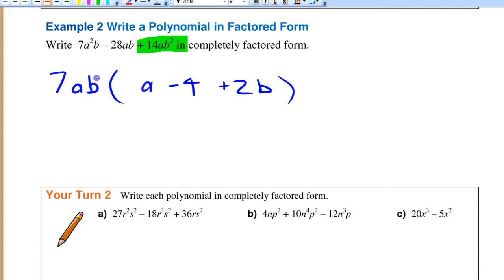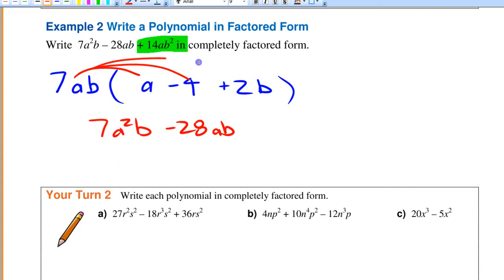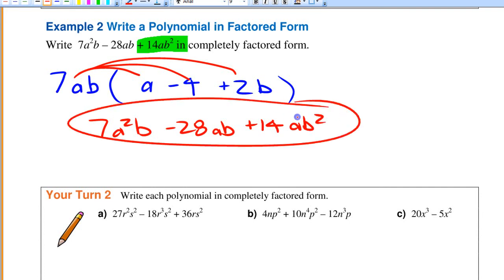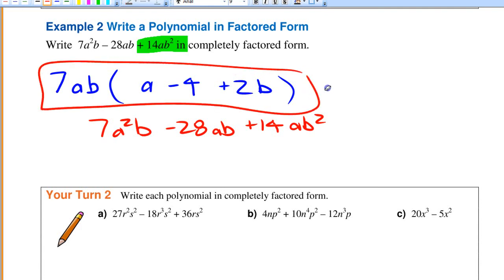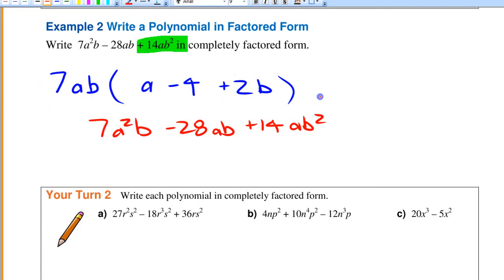You can double check this by multiplying it out. 7ab times a is 7a squared b. 7ab times minus 4 is minus 28ab. And 7ab times plus 2b is plus 14ab squared. And that's what I started with. So this is my factored form right here. That's the factored form. That is factoring out the greatest common factor of that three-term polynomial there.